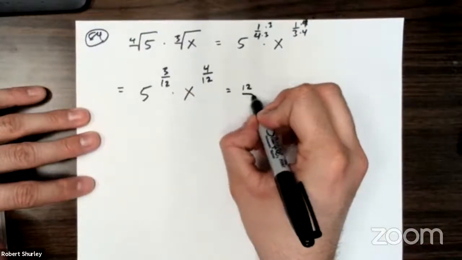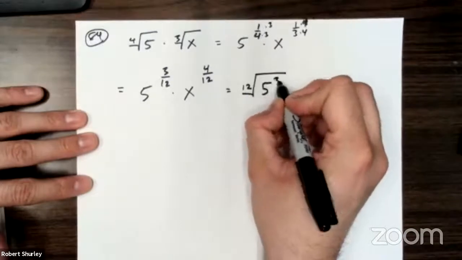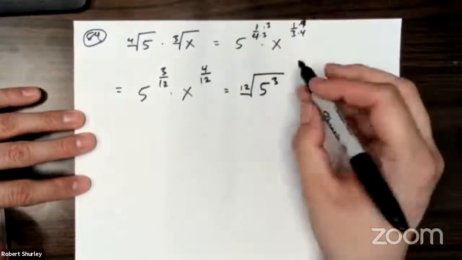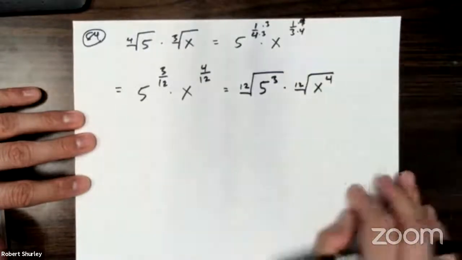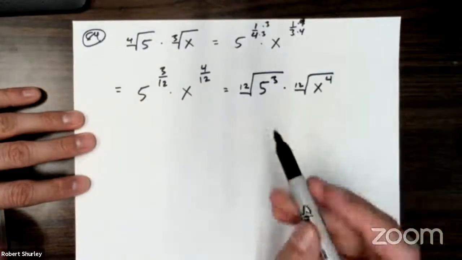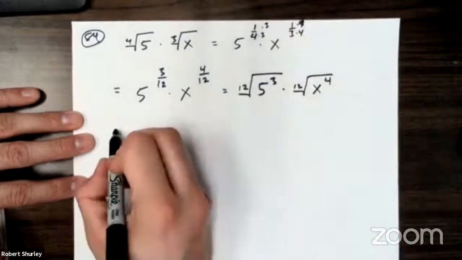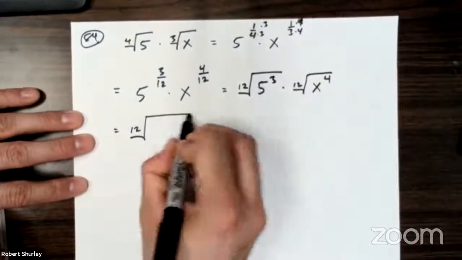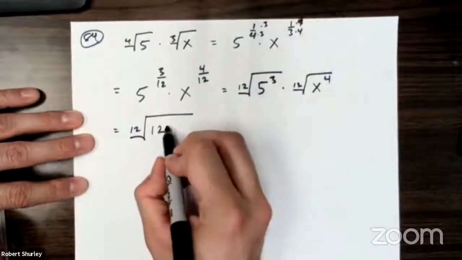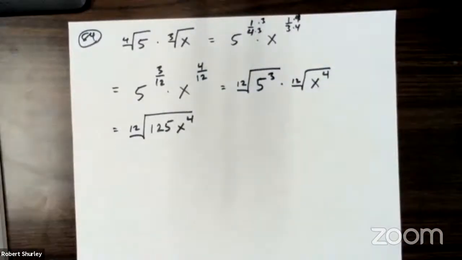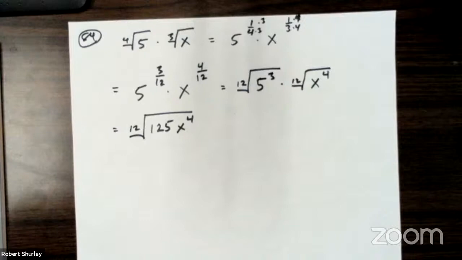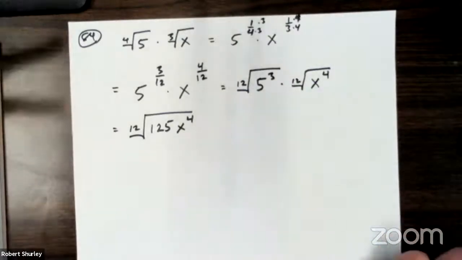So I'm going to say the 12th root of 5 cubed, right? We can do that, times the 12th root of x to the 4th. And boom, there we go. We've got the same root. We can put them underneath the same radical. The 12th root. Now 5 cubed is 125. I'm going to just write it out as 125 x to the 4. Pretty neat stuff. Okay. So the 12th root of 125 x to the 4th.